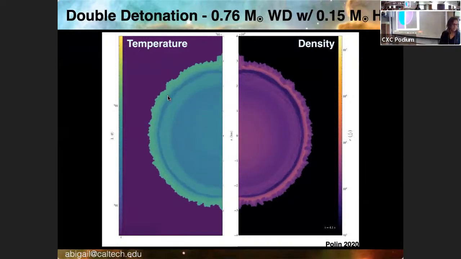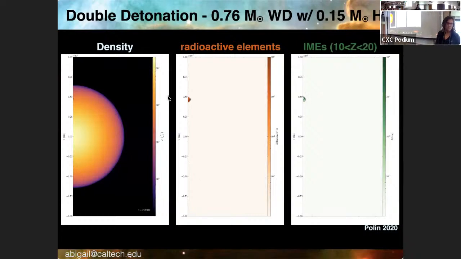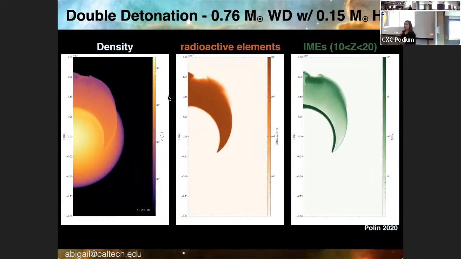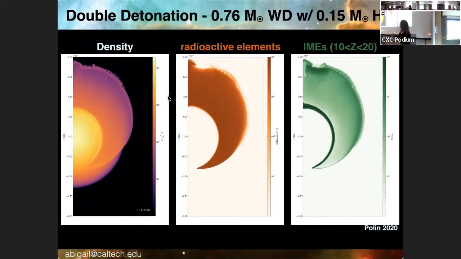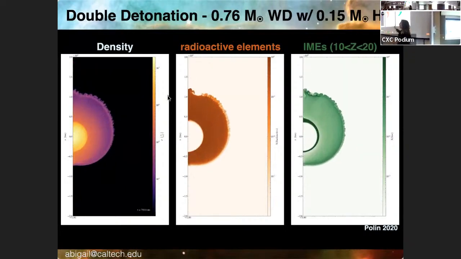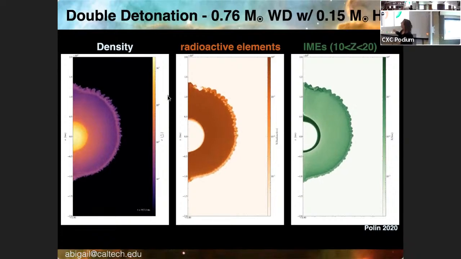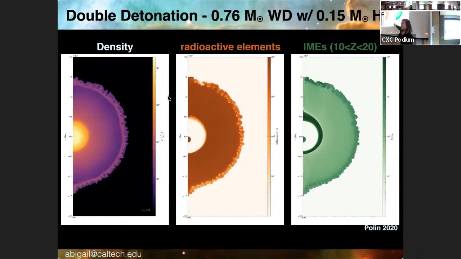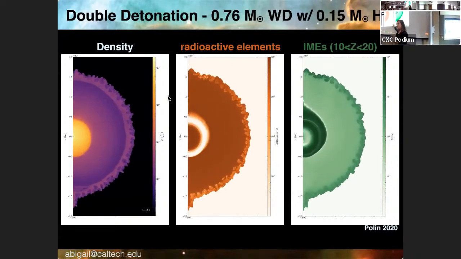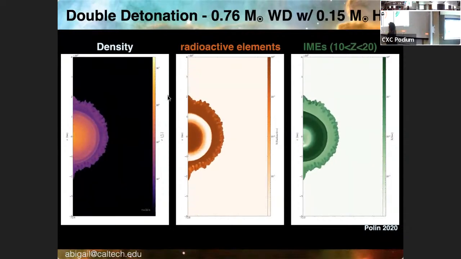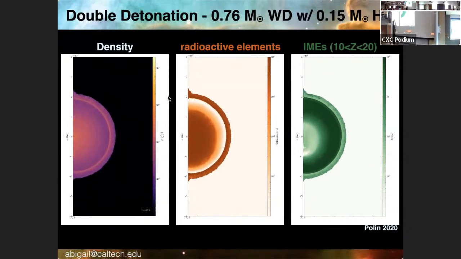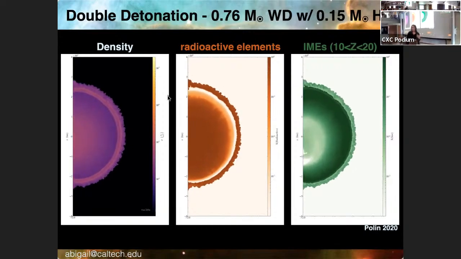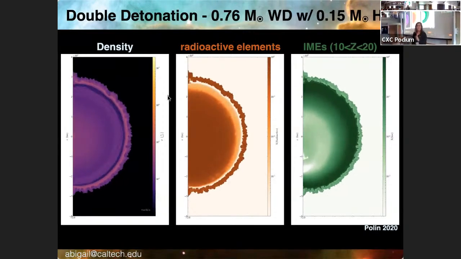And so the key to this is the helium shell. So the underlying white dwarf explosion gives us the same sort of elements we're looking for in a type 1a. But the really, really big difference here is the yields from the helium shell. So this is the case of a very, very large helium shell. And when you burn it, you can see you create this radioactive material from the burning of the helium shell. And that sits on the very, very outside of the ejecta.